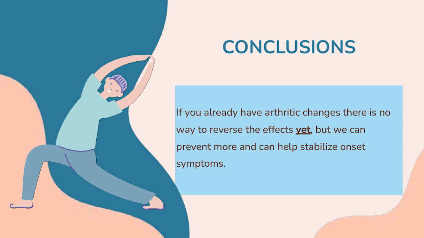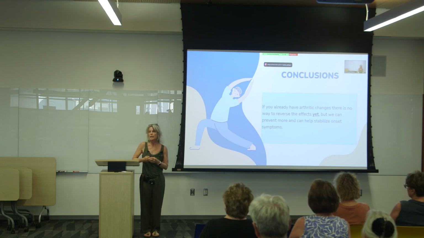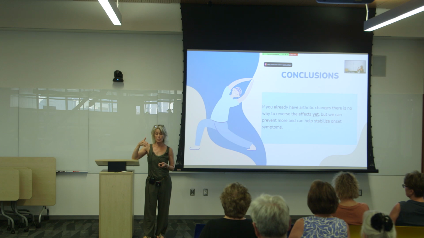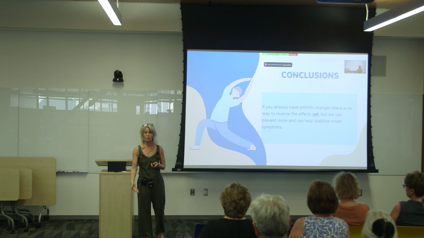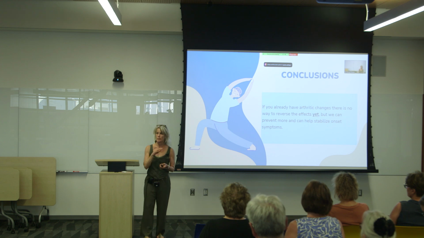So if you already have arthritic changes, there is no way to reverse it. We talked about that. I always like to say, yet. There's all kinds of stuff out there, and many of you may have heard of things that I don't even know about, but trying to grow cartilage in a petri dish, and 3D, well, this is not so out there anymore because they're doing it. 3D printing for arthritic prosthesis for your knee or your hip, that people are already doing that.